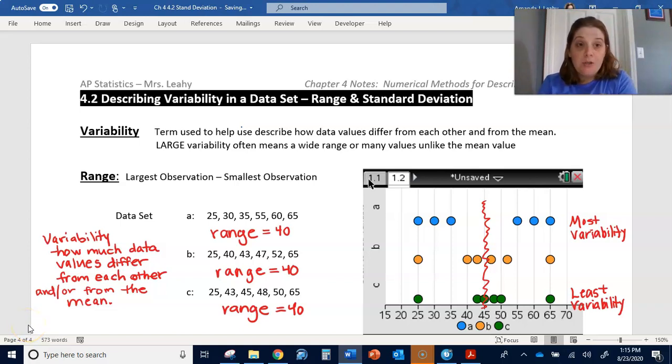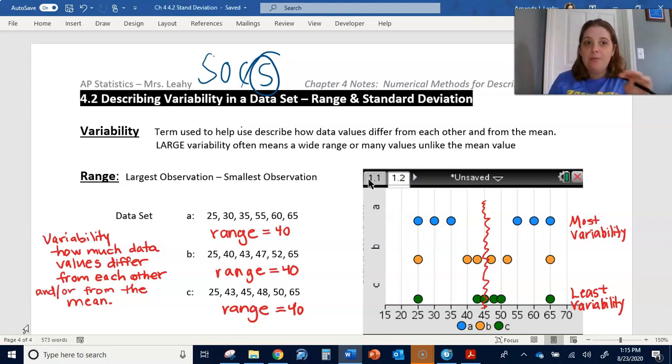All right, so today we're going to talk about variability. Variability is an important part of our SOCS. Basically, this is part of our S, or part of our spread. Variability is the term used to describe how data values differ from each other and from the mean.